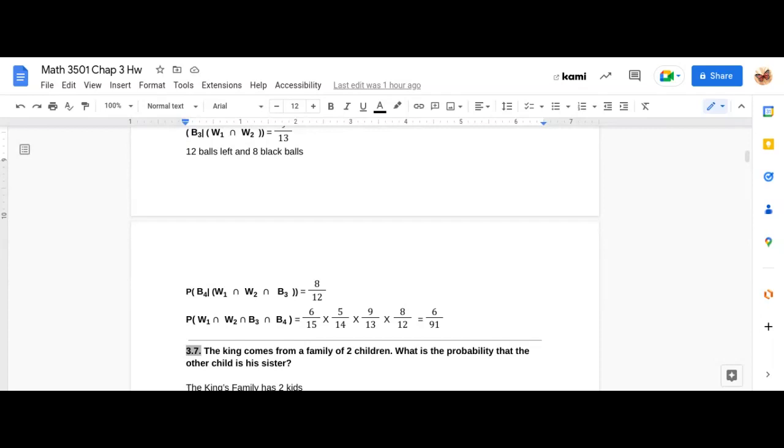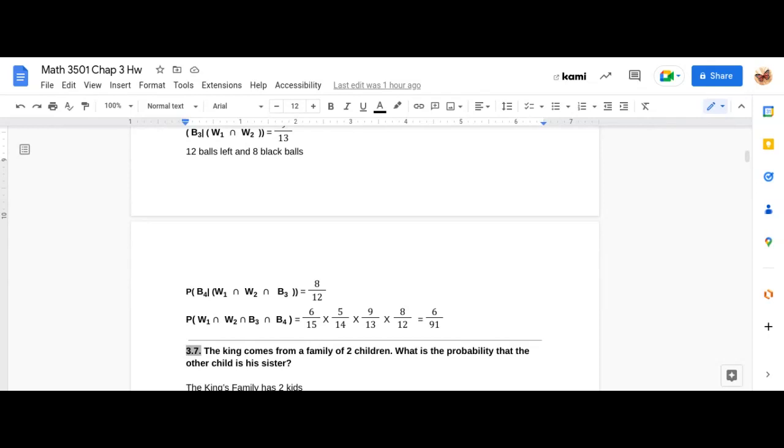So his family has 2 kids, and the only possible birth orders for 2 kids are boy-boy, boy-girl, and girl-girl. However, we know that it can't be girl-girl because the king is a boy. Hold on a second, Catherine. I think this one was presented before. I remember this one has been presented by someone. What's 3.8? It's similar. I can move to that.